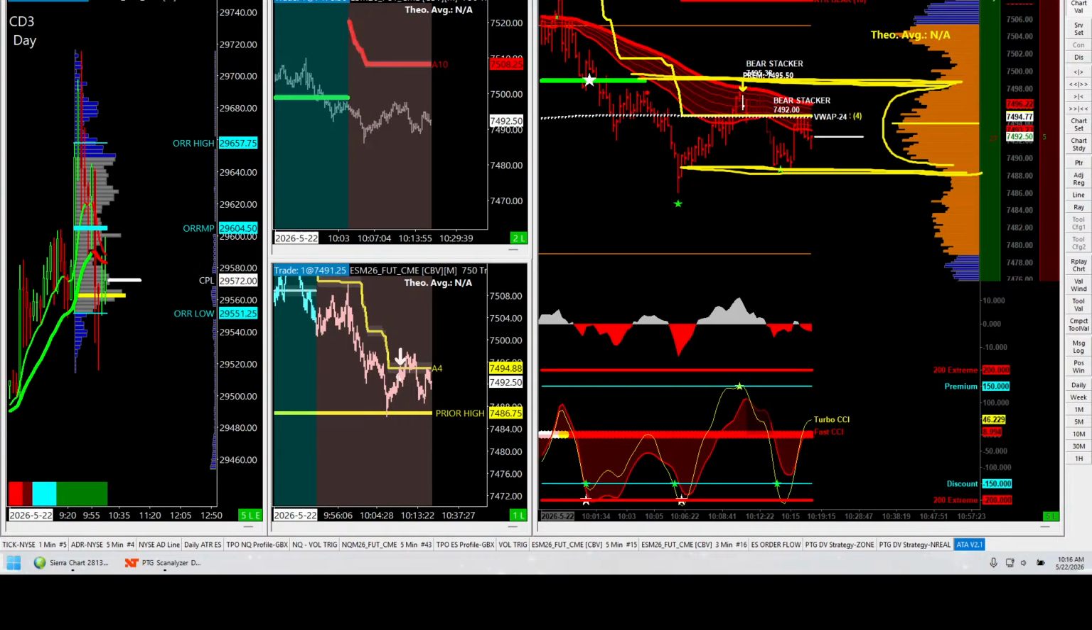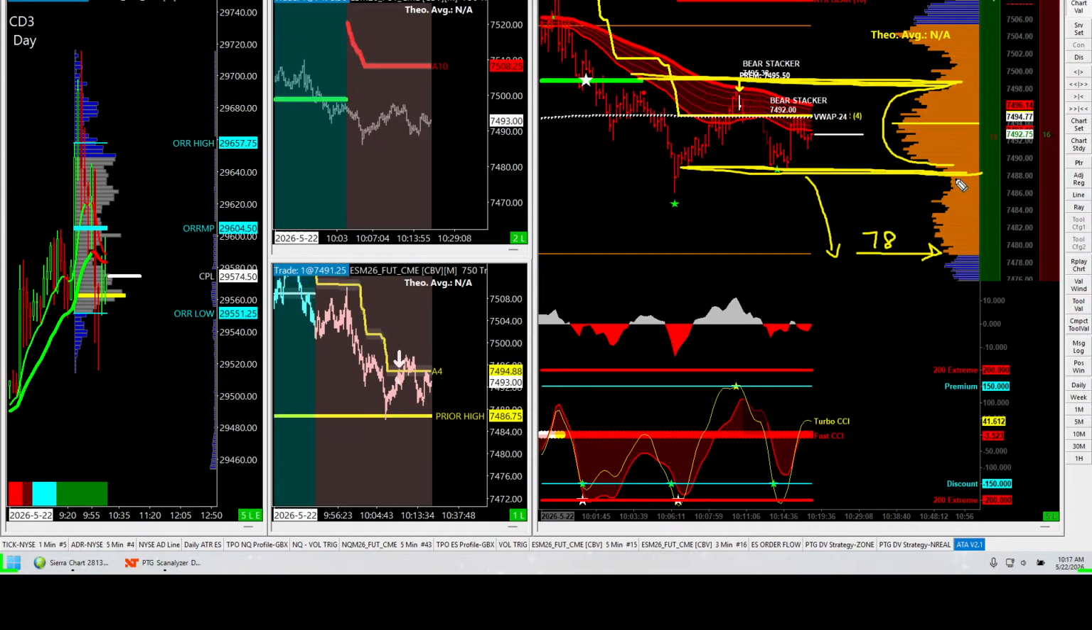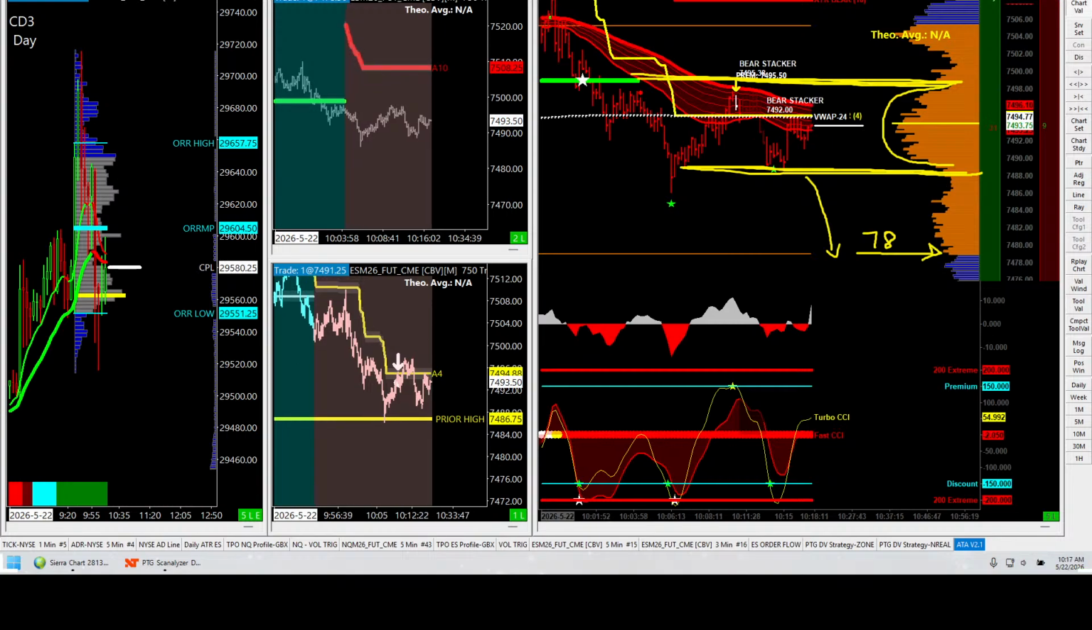So should the market rotate, break this balance section here, the prior high, the next level would be down here towards, what does this look like? 78s. Kind of 78s right there. So just one step at a time.